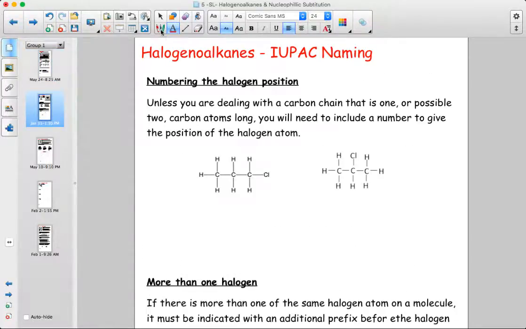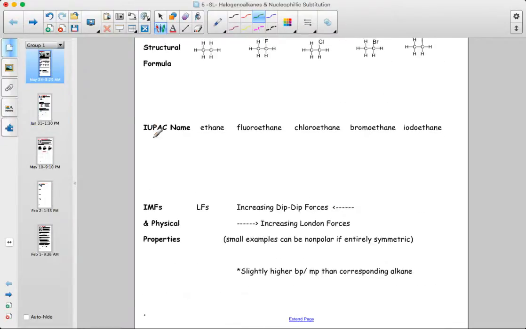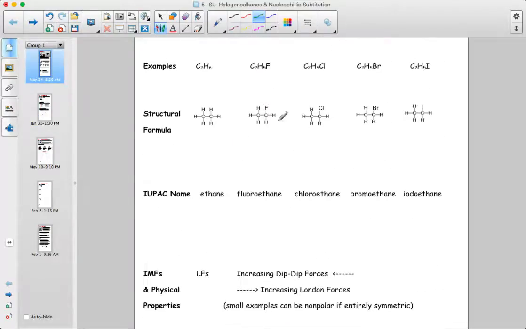Some other naming things to consider. As these halogens can be anywhere on a chain, it's very important that we number where the halogens are. Those previous examples did not require numbers because there was only one halogen atom, and so therefore it by default is going to be on the number 1 carbon. You wouldn't call this 2-fluoroethane, you would call it 1-fluoroethane because you always give the lowest number possible, and therefore no number is needed if there's only one of these halogens on either methane or ethane.